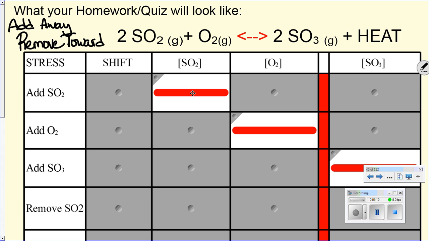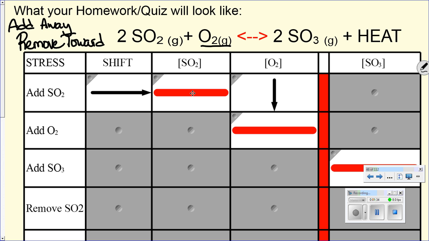So if we add SO2, SO2 is right here. When we add, we shift away. So to shift away from that is shifting this way. So we are shifting to the right. As we are shifting to the right, we're not going to talk about SO2, we don't need to worry about that. But since we're shifting away from O2, O2's concentration goes down.